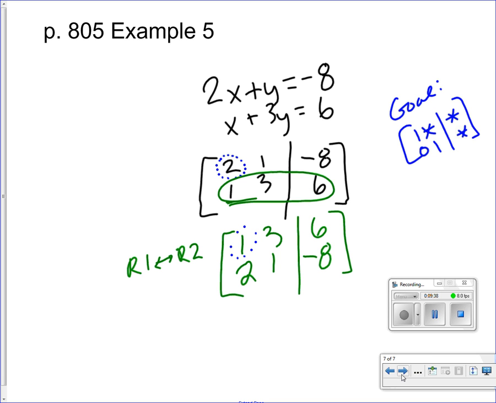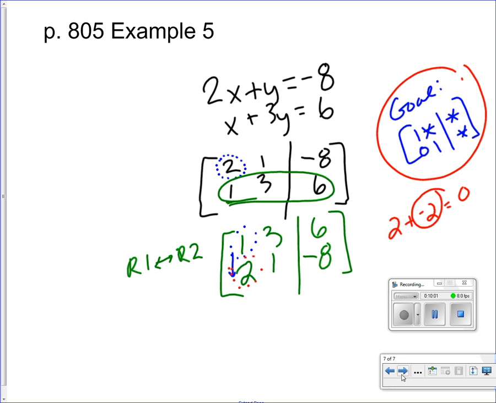I've got my 1. So now I'm going to move down, and I'm going to work on this number 2. I need that to be a 0, thinking back to my goal here. I need that to be a 0. So I'm going to ask myself, okay, what can I add to 2 to get 0? And I know that 2 plus -2 equals 0. So I want to add a -2.